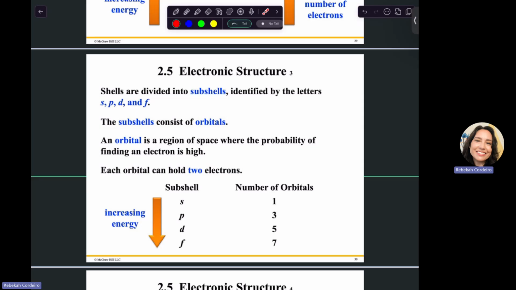These subshells have different numbers of orbitals inside of them. You don't have to memorize any of this. I'm just giving you this information so if you do see it at some point in the future, you're familiar with it: we're talking about the areas in which electrons could possibly or probably be found in each of those energy levels.